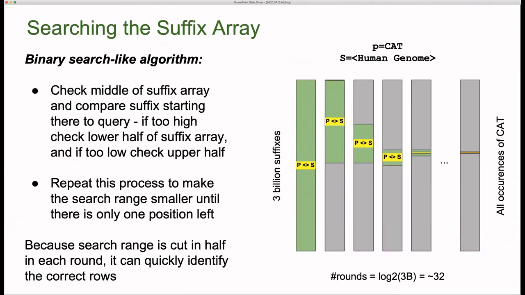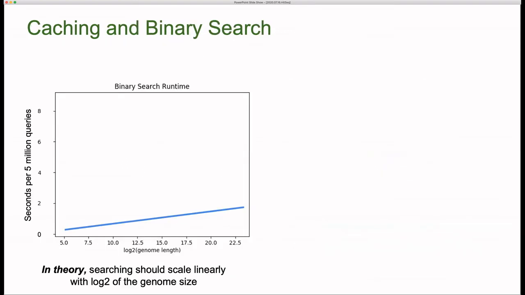The way that you do this is something like binary search, where you take your query like CAT, you compare it to the middle of your active range in the suffix array, you can decide is CAT bigger or less than that, and then iteratively work your way down to find the set of rows that have this match. Now, because it uses binary search, in principle, this should have really nice scaling properties. In theory, it should scale linearly with the log of the size of the reference that you're looking at, although in practice, it does not.